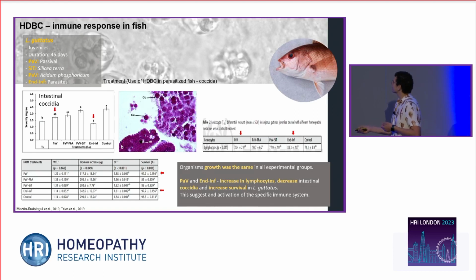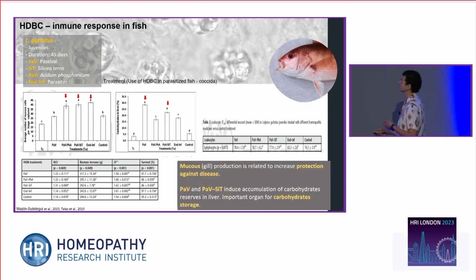And we have a very interesting thing here that is pointed out with the red arrows. Passival and Eve, which is formulated from ecto- and endoparasites, and this is an endoparasite, Coccidia. We saw an increase in lymphocytes, which are immune cells of the fish, accompanied by a decrease in intestinal Coccidia compared with the control, and an increase in survival. This suggests that a specific immune response of this fish is being activated or benefited by the homeopathic treatment Passival and Eve.